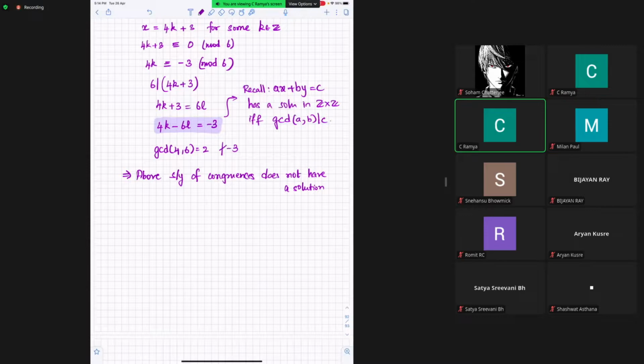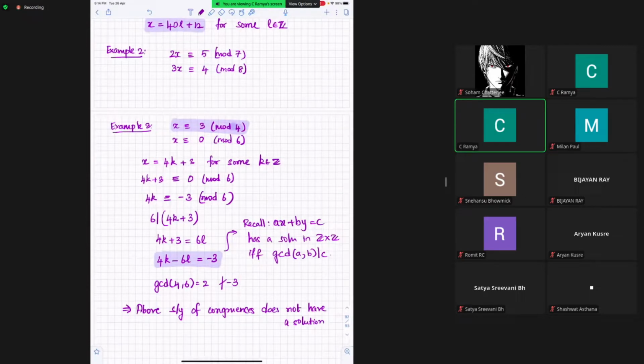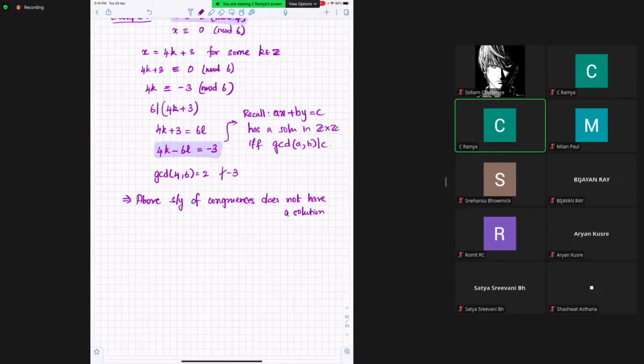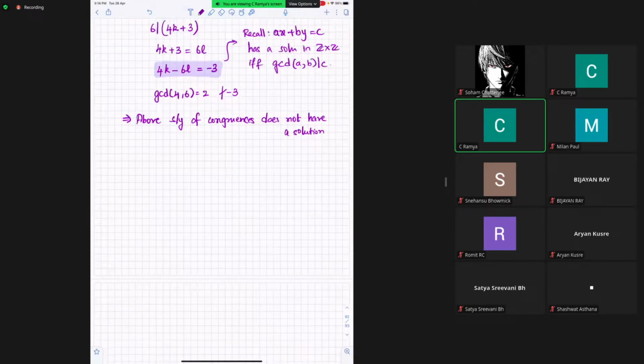So is this clear? Why? So not all systems of congruences have solutions. So that is the big takeaway, right?